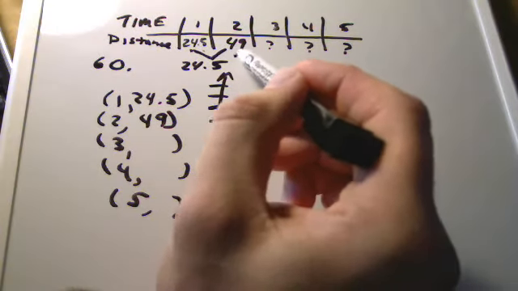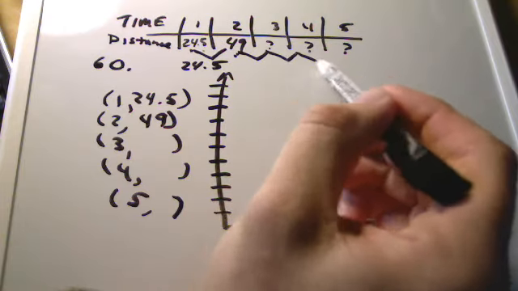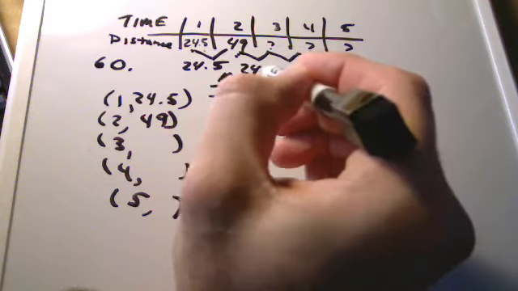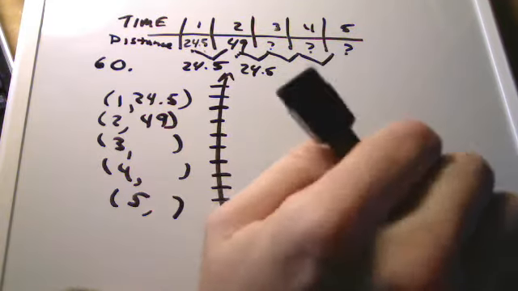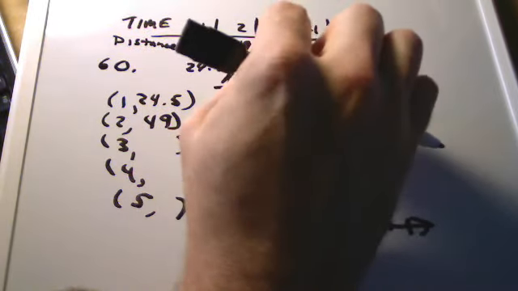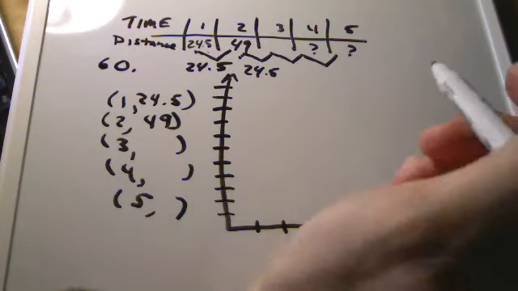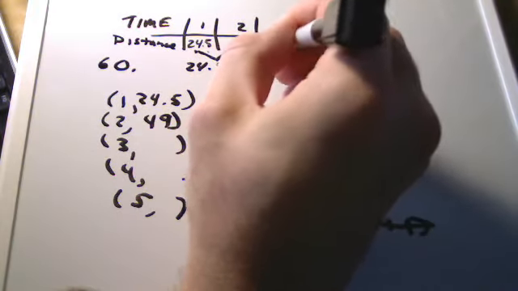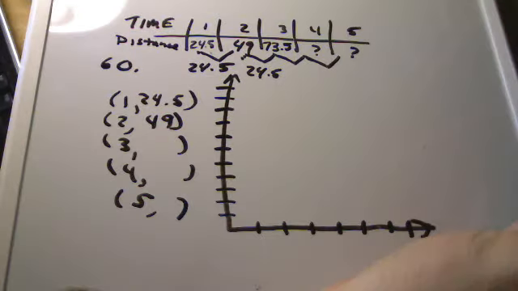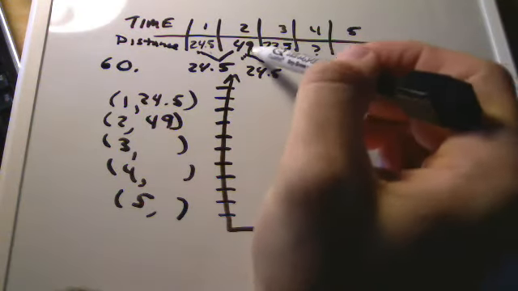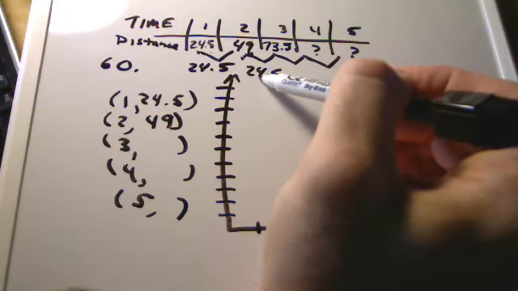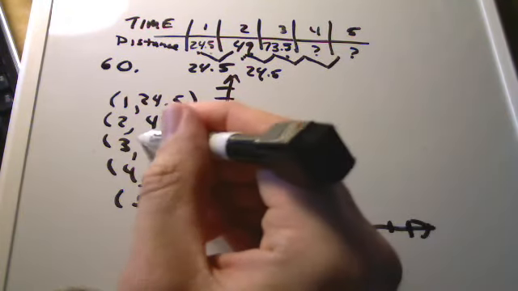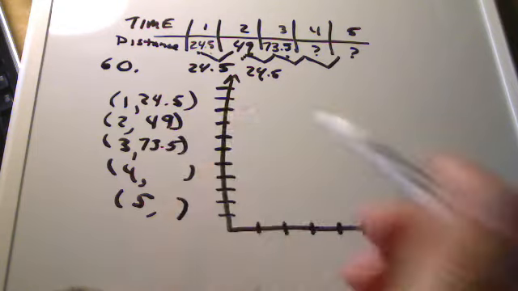So if that change is consistent, we can add those to each one. So 24.5 plus 49 is going to give me 73.5. It changes from 49, adds 24.5, it makes 73.5. So right now I can write down 73.5 for my value for 3.